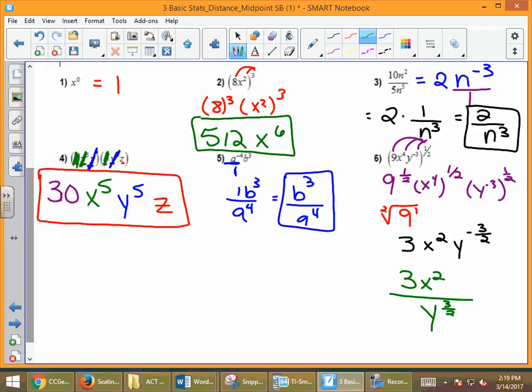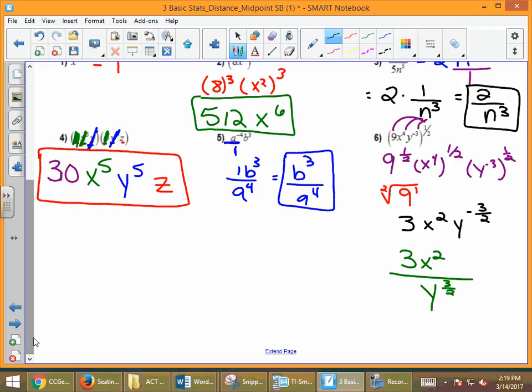You might see it like that. You might see it written as a radical in the bottom. Okay? That's why we need to know how to do it, just in case. I don't know how they're going to have the answer.